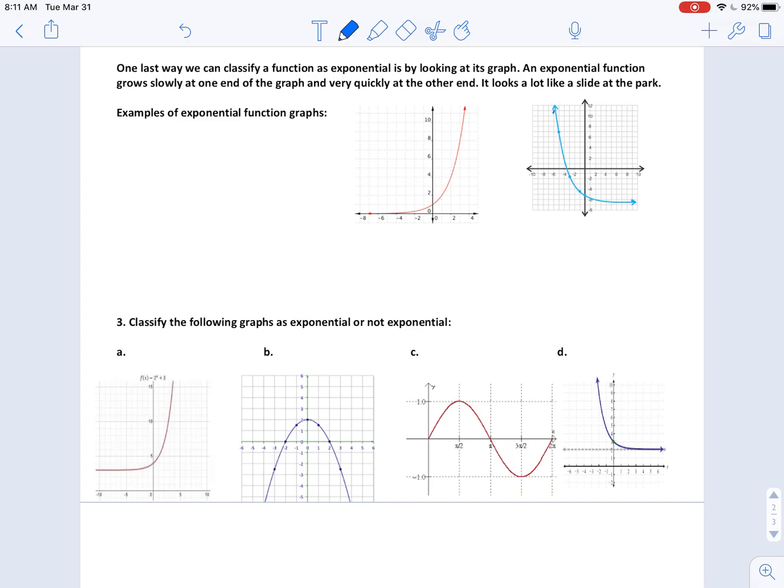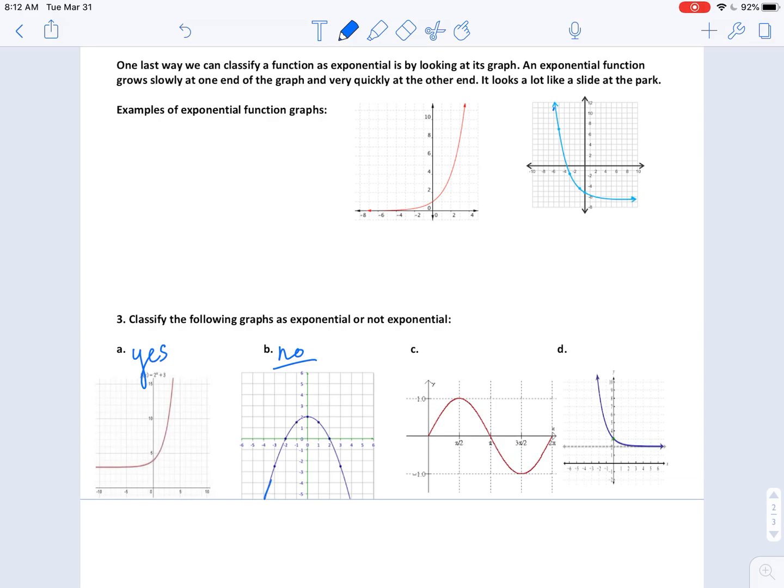So let's look at these last 4 graphs. I want you to pause the video and see if you can classify these as exponential or not exponential. So A starts off growing very, very slowly, then it grows very quickly. There's just the one slide there. Looks like a water slide at Six Flags, so this would be exponential.